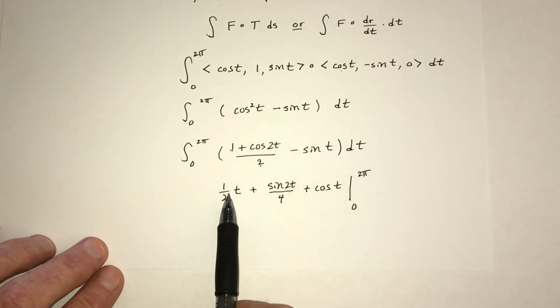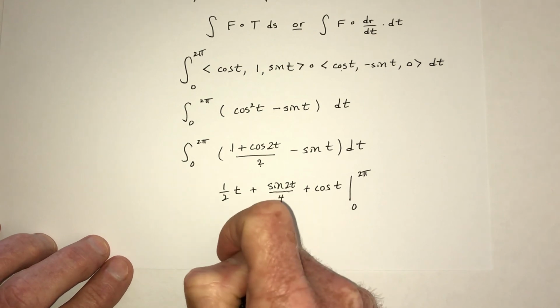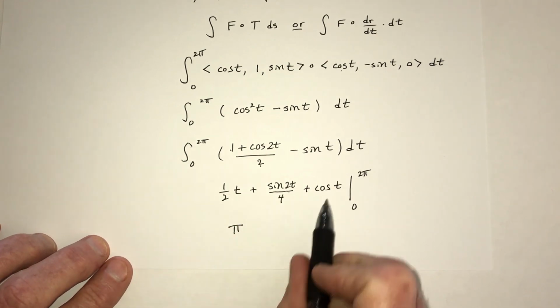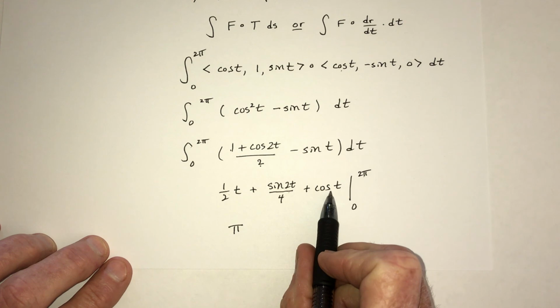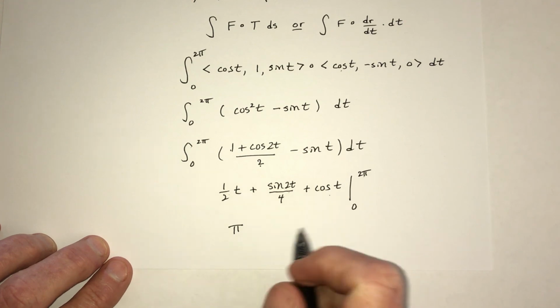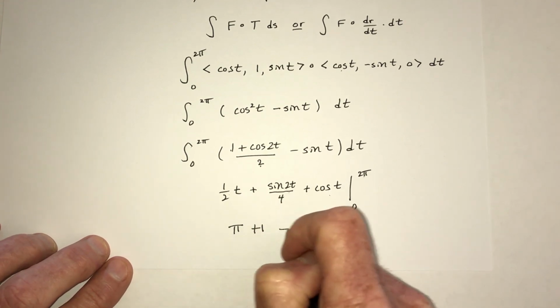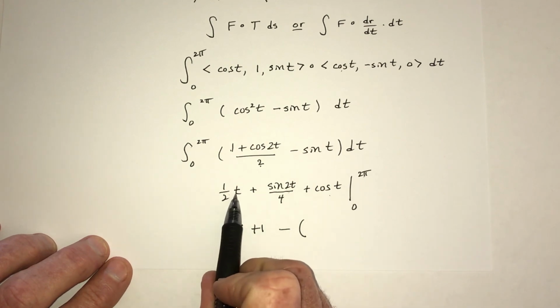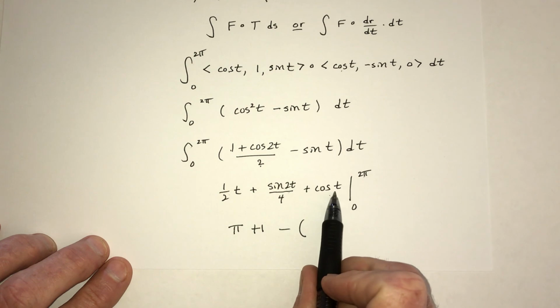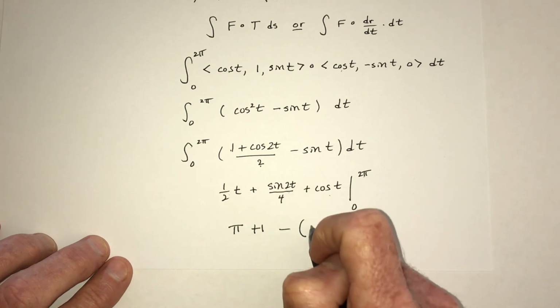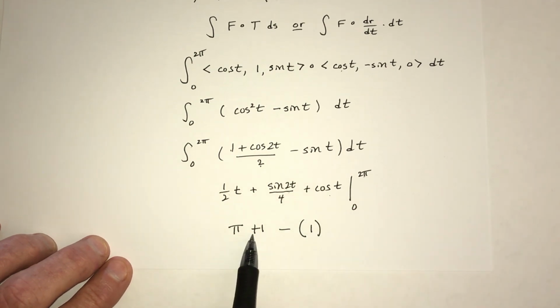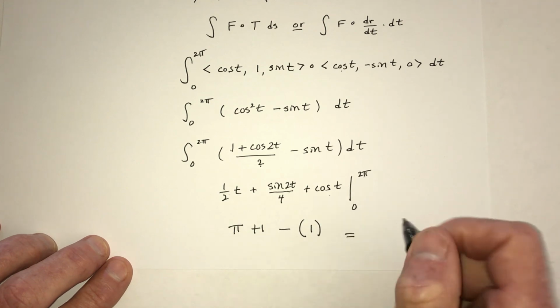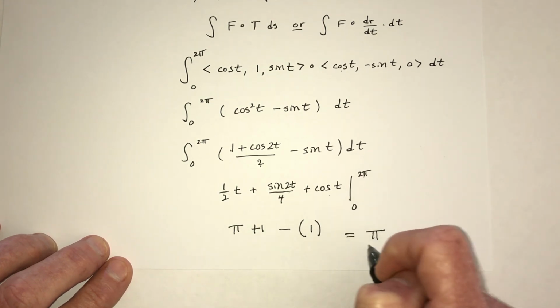Then sine of 2 pi times 1/2, so that's going to be pi. When you substitute the 2 pi in here, cosine of 2 pi, that's going to be 1. Now substitute the 0. So that's 0, and cosine of 0 is 1. So then the positive 1 and the negative 1 cancel, so that means that the flow is equal to pi.